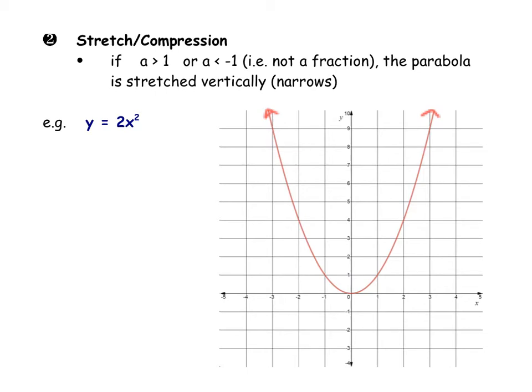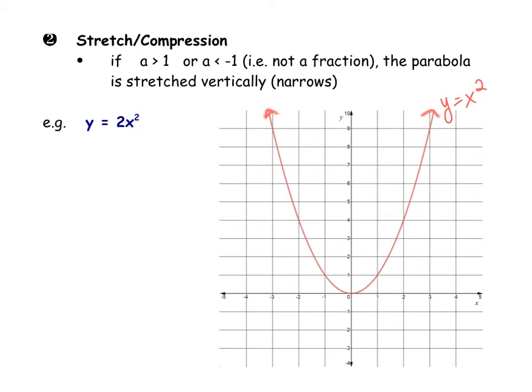So yesterday we saw that if the value of a was greater than 1 or less than negative 1, in other words, if it was not a fraction less than 1, if it was a whole number, whether negative or positive, then that had the effect of making the parabola narrower, right? Well, what we call that is a vertical stretch. We say that the graph is stretched vertically. So what I've got here already on my grid is y equals x squared, our standard parabola.